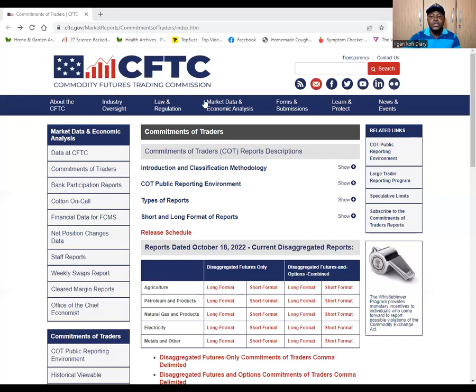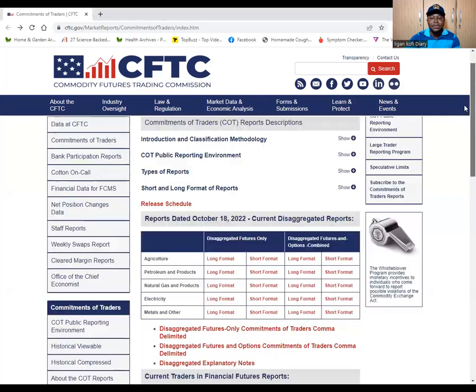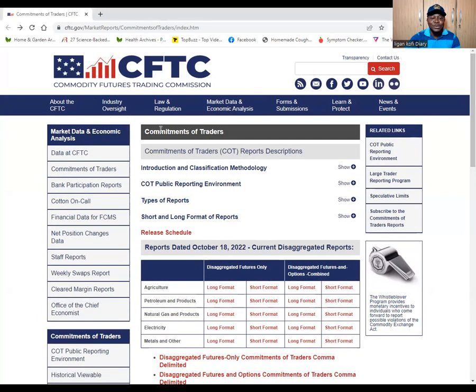Now, this is the official website of the commission, which is cftc.gov. Once you go there, you should be able to get this website. CFTC, that is the Commodity Futures Trading Commission, .gov, which is government. You will get this official website. It has been like this from time immemorial. The website looks the same.